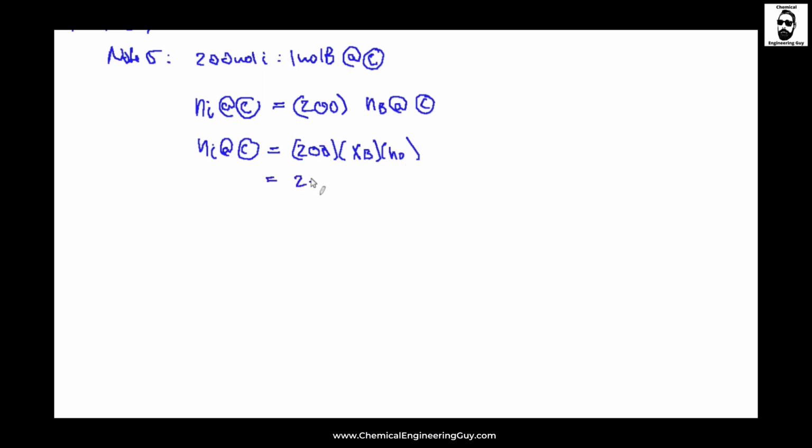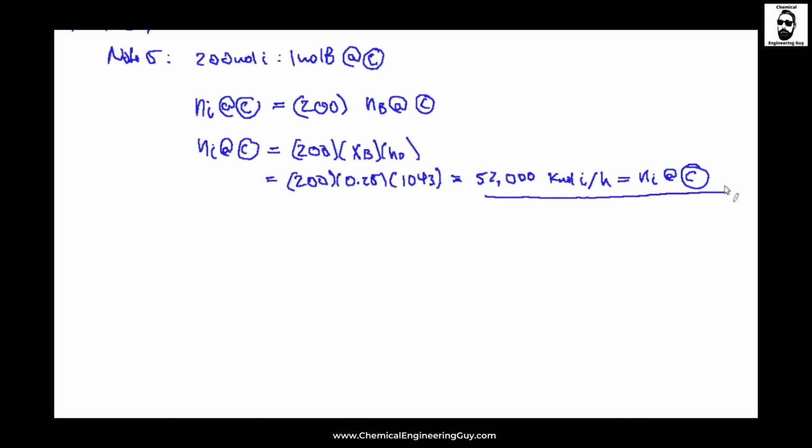And let me use values here. 200 XP is 20%, 25%, and 1043. This number here turns out to be 52,000 kilomoles of isobutane per hour. So that's at the reactor inlet. We want to know that also.